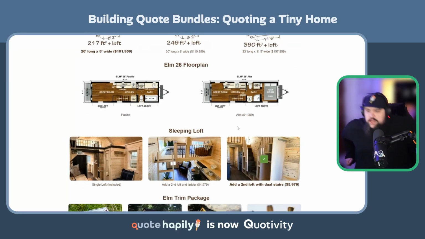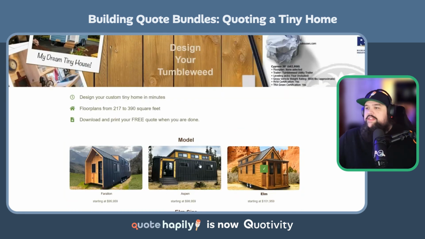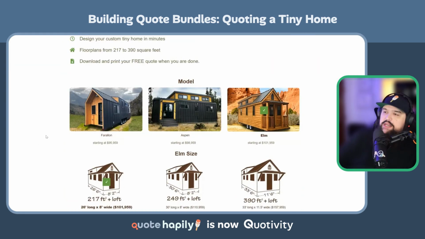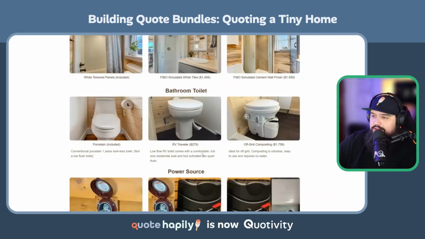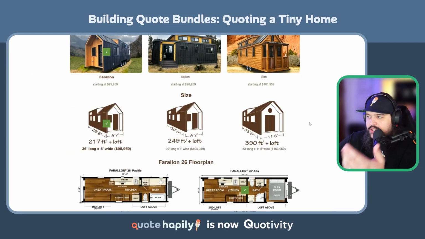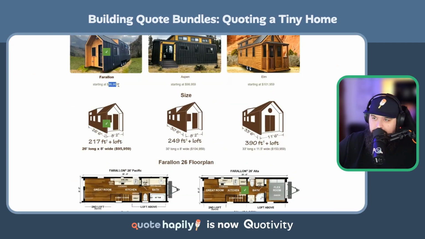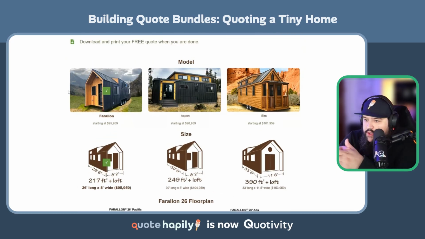Because we can also do the sleeping loft, the trim package, the porch, all these different things. So what I'm going to do is I'm going to pick one of these, and I'm going to make at least the beginning of a bundle. There are lots of options here, right? Which I could go and add, but I'm going to do just a couple to get the point across, right, on how you'd actually do something like this. So let's do the Farallon, which starts at $95,959.